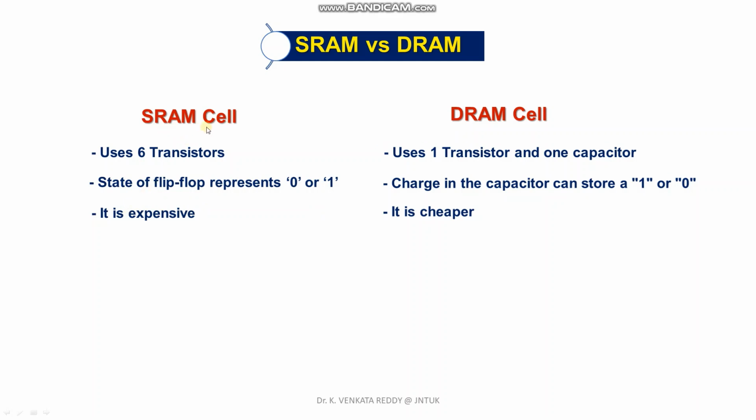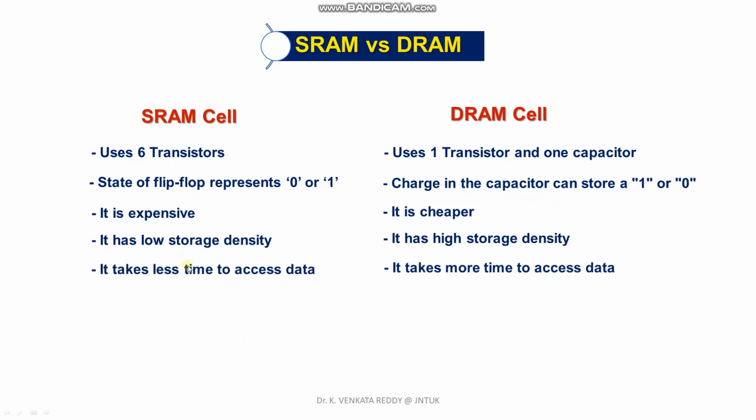As static RAM requires 6 transistors, it is expensive. As dynamic RAM requires only 1 transistor and 1 capacitor, dynamic RAMs are cheaper. As static RAM requires 6 transistors, the storage density or packaging density is low, which means for the given space, the static RAM can store less data. In the case of dynamic RAMs, as it requires only 2 components, 1 transistor and 1 capacitor, dynamic RAMs can store more data in the given space of the memory.